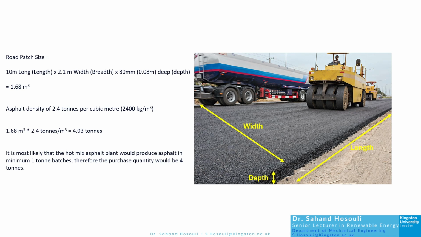It's most likely that this hot mixture asphalt plant would produce asphalt in minimum batches of 1 ton. Therefore, the purchase quantity would be 4 tons for this case. So now we know how much asphalt we need for this case.